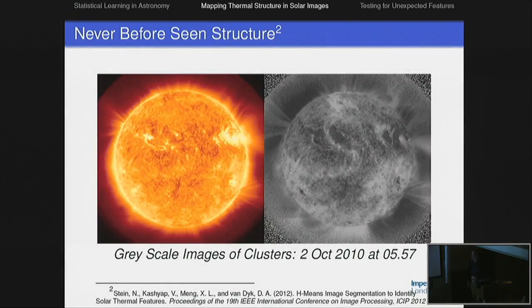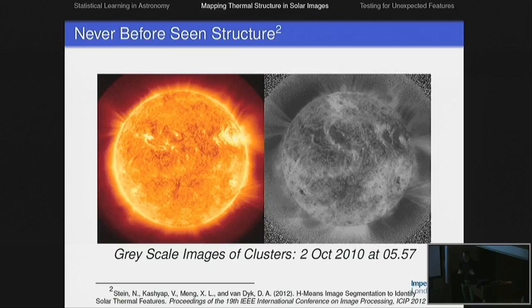I have a couple of images here of the sun. This is from the first work we did on this. This is already 4 years old. In the next slide, I'll get to the more recent bit. On the left-hand side is just an optical image of the sun. And on the right-hand side is the classification or the segmentation of the pixels. It's on a gray scale, where pixels that are the same gray scale are in the same segment.